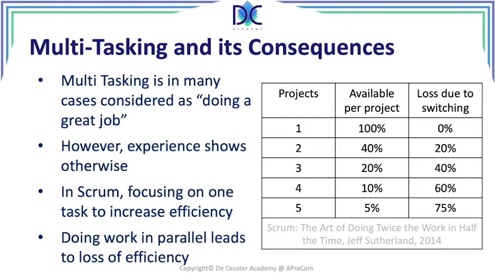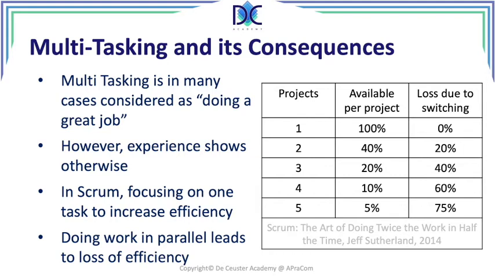So let's have a look at multitasking and the possible consequences. Now, when we look at multitasking, in many cases people think, you're doing a great job, you're combining all these things together. However, experience shows otherwise. In Scrum, the idea is to focus on one task to increase efficiency. And when you work in parallel, it leads to a loss of efficiency.